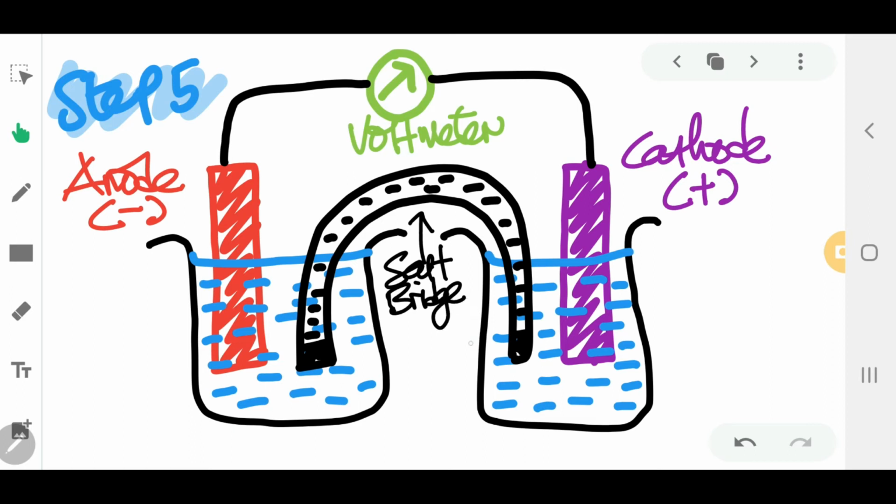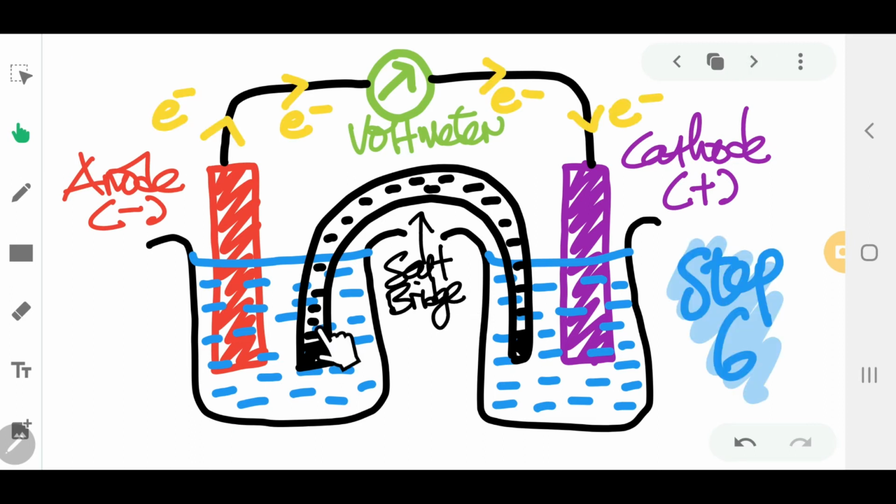And finally, you have to draw the flow of the electrons. You have it from anode flow to cathode. Why do you have the arrow in the voltmeter going that direction? That is because your electron is moving from anode to cathode, spontaneously, without supplying extra energy from outside.